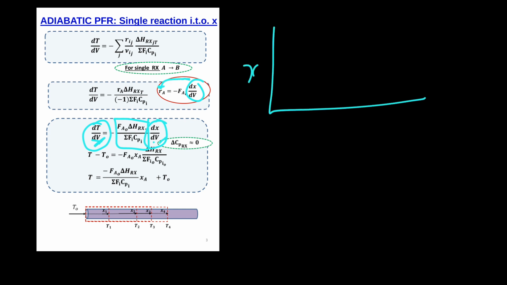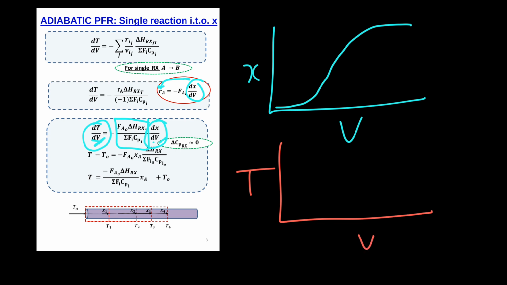So what is cool to see here, when you write your differential equation for temperature as a function of the differential equation for X, is that they will follow each other. The rate at which the temperature changes along the volume of your reactor, or the slope, will be directly proportional to the slope with which X changes with volume. And dX/dV is, of course, proportional to the rate. So if I plot X versus volume and I get this kind of a shape, I will expect exactly the same looking shape for temperature as a function of my volume.